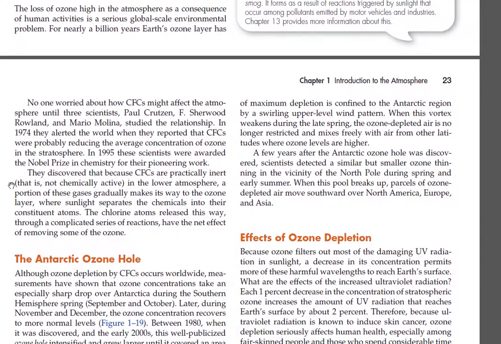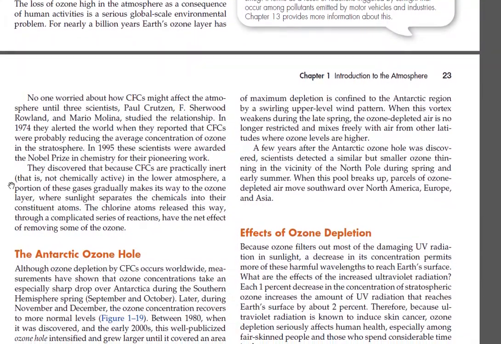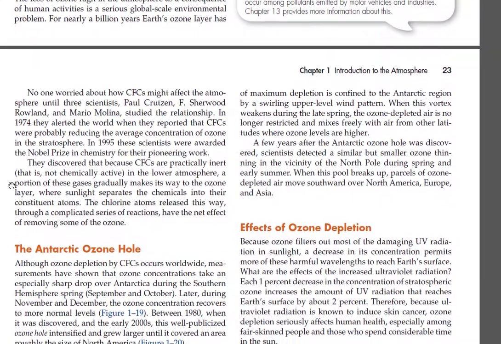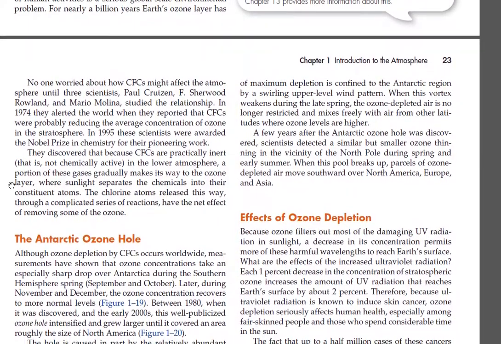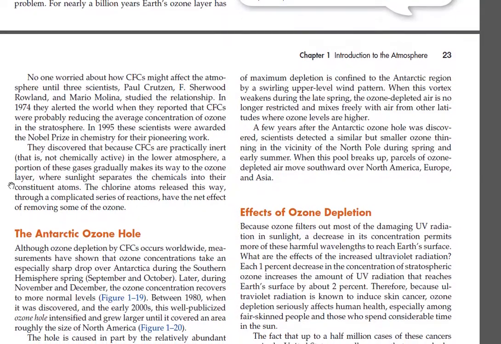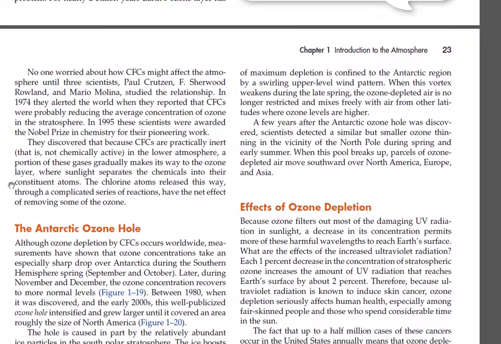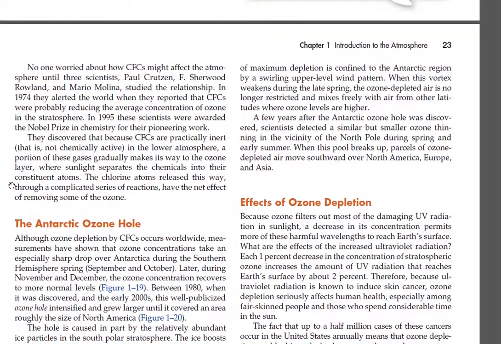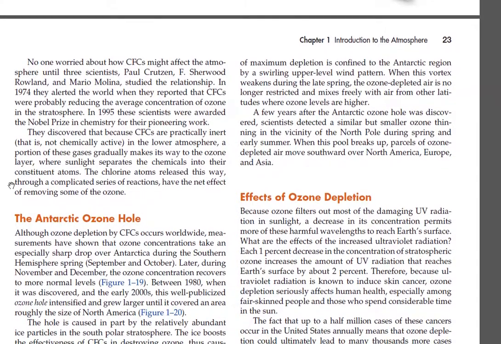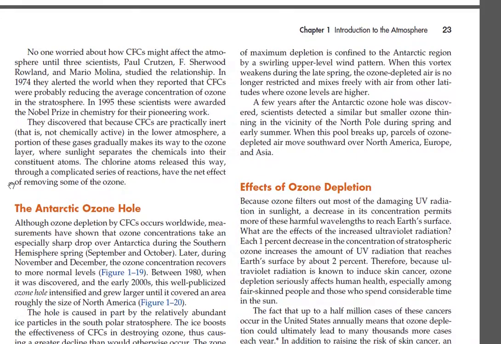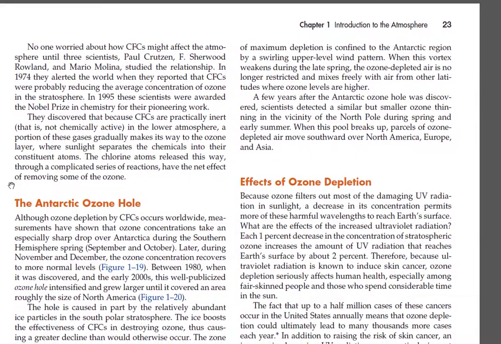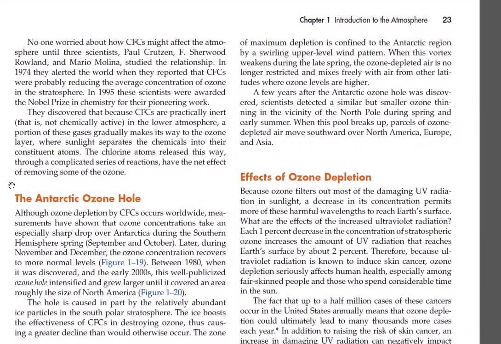They discovered that because CFCs are practically inert, that is, not chemically active, in the lower atmosphere, a portion of these gases gradually makes its way to the ozone layer, where sunlight separates the chemicals into their constituent atoms. The chlorine atoms released this way, through a complicated series of reactions, have the net effect of removing some of the ozone.